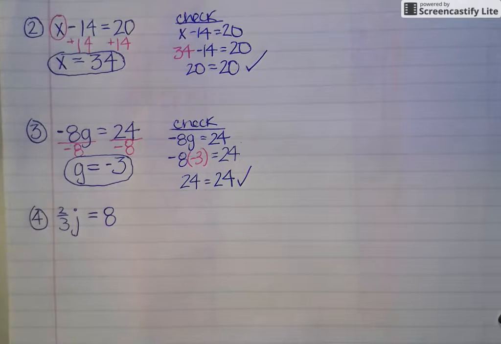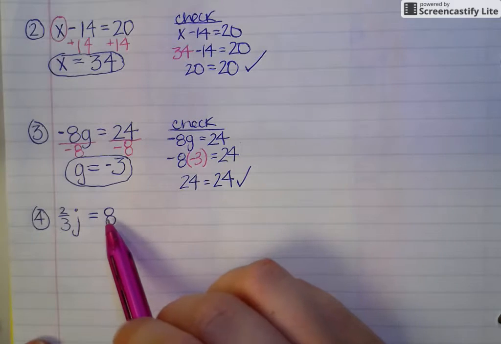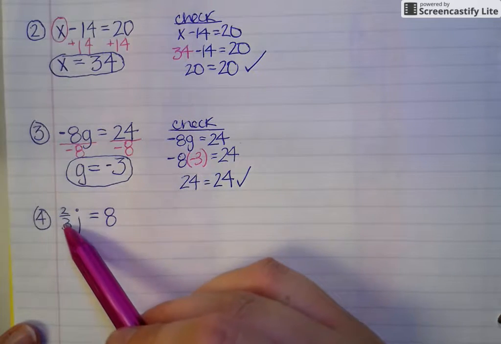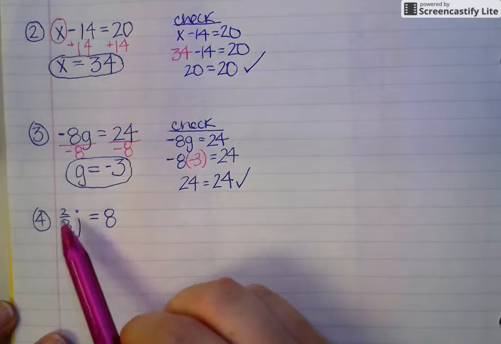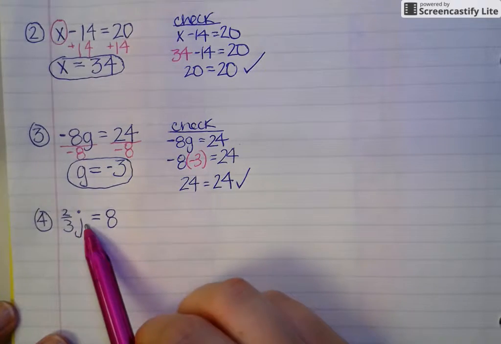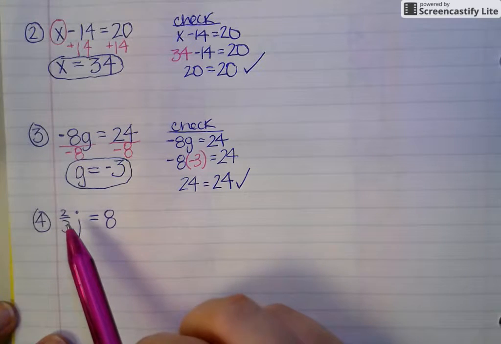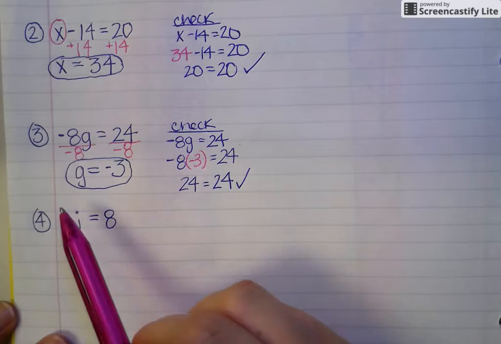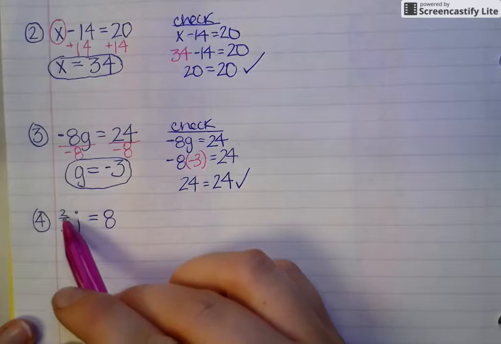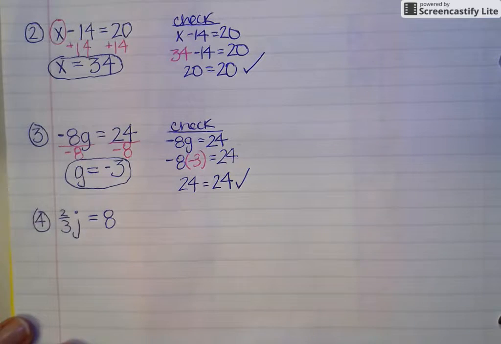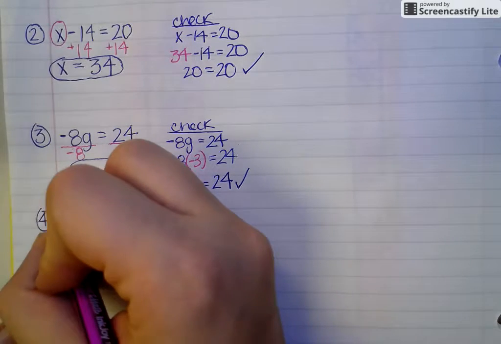Now this next one, you have 2/3 j equals 8. Now, it looks like multiplication because it's right next to the variable, but because it is a fraction, you want to make sure you multiply by the reciprocal. And how you get rid of a fraction is that you use the reciprocal, which means you flip the numerator and the denominator. So you're going to flip the numerator and denominator.